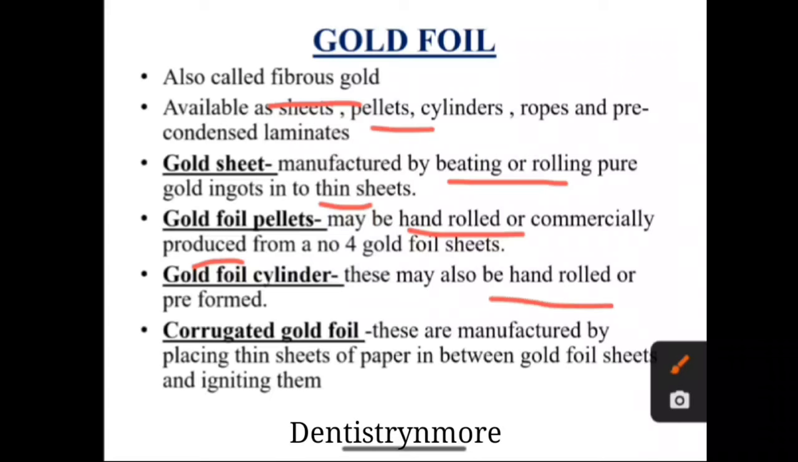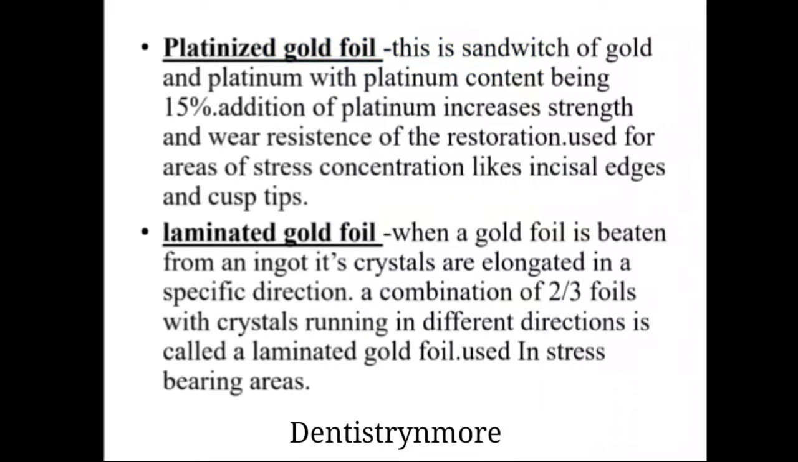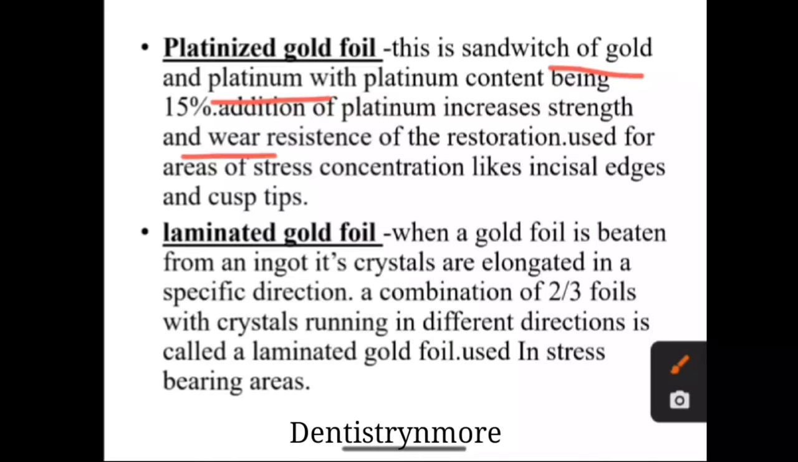Next one is corrugated gold foil. It is manufactured by placing a thin sheet of paper in between the gold foil sheets. Next one is platinized gold foil. This is a sandwich of gold and platinum, with platinum content being 15%. This addition of platinum may increase the strength and wear resistance of the restoration. Next one is laminated gold foil. It is beaten from an ingot of crystals. They are elongated in a specific direction.